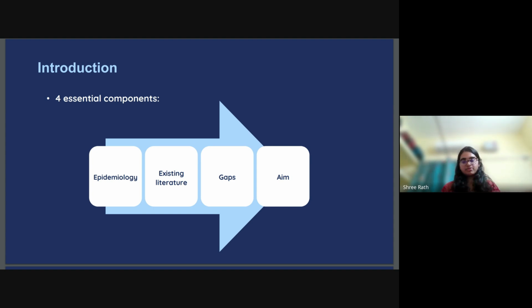That is, first is epidemiology. Suppose you're doing a study on gestational diabetes mellitus, you would first talk about why it's such a global health concern. You'll give some numbers there, and these numbers, as I'd mentioned earlier in the proposal session, you should ideally get from GBD studies, that is Global Burden of Disease. Global Burden of Disease is an organization which publishes international data every 2 years or so.